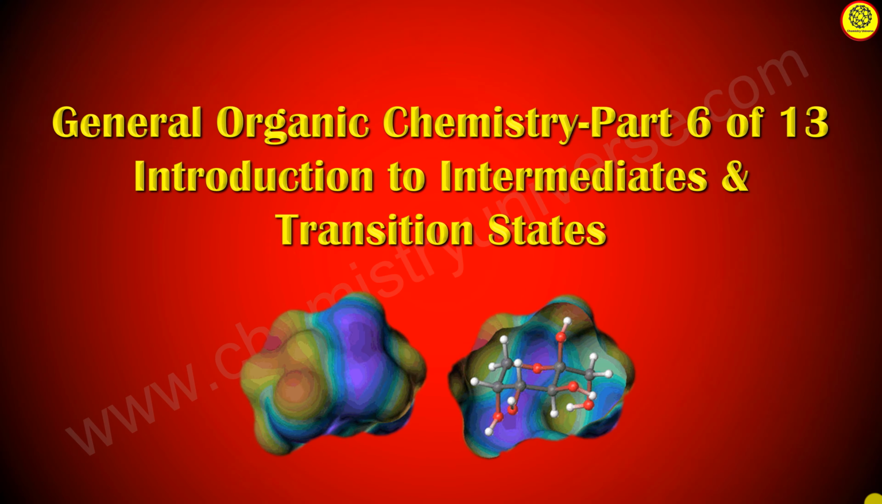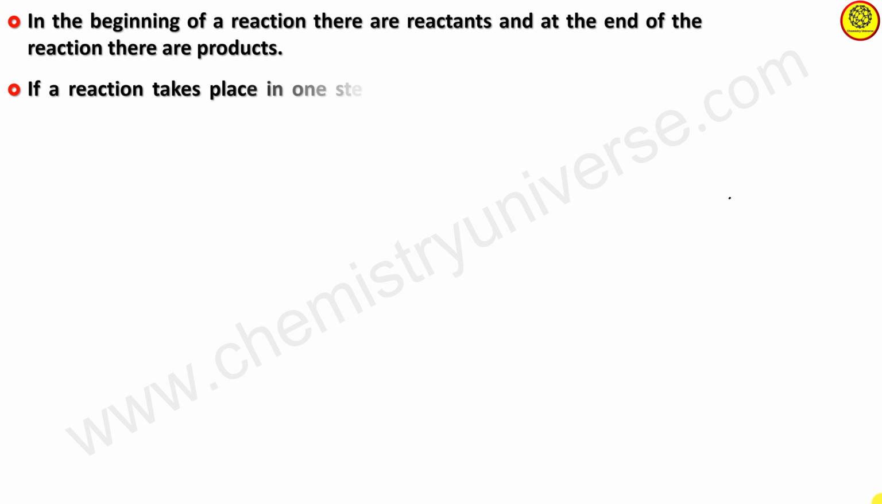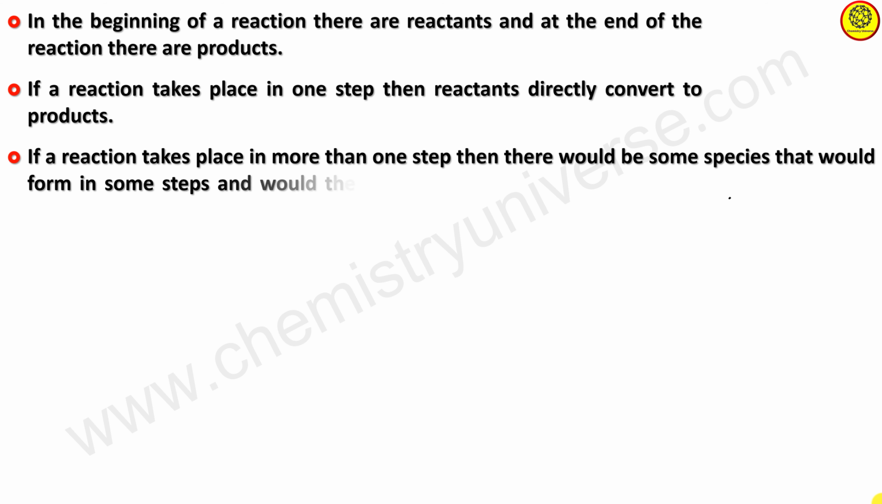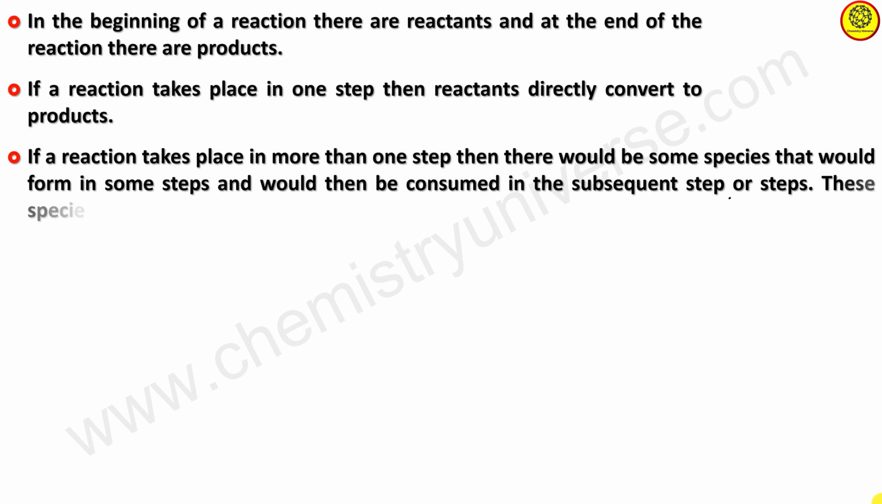So those species which are formed in some step but are consumed in the subsequent steps, these are called intermediates. So let's have a look at that. In the beginning of a reaction, there are reactants, and at the end of the reaction, there are products. Okay, we are clear on this. If a reaction takes place in one step, then reactants directly convert to products. We are okay with that? But if a reaction takes place in more than one step, then there would be some species that would form in some steps and would then be consumed in the subsequent steps.